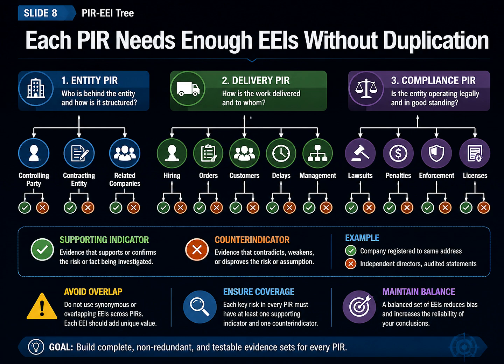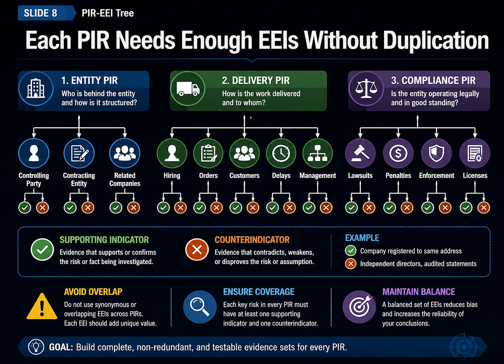Now break each PIR down. Under the entity PIR, examine the controlling party, contracting entity, and related companies. Under delivery risk, examine hiring, orders, customers, delays, and management. Under compliance, examine lawsuits, penalties, enforcement, and license status. Check for disguised duplication. "Any risk," "any negative information," and "any problem" are different phrases for the same vague task.